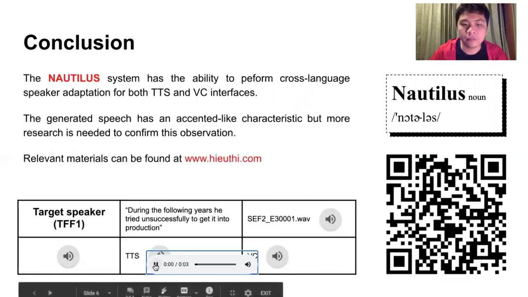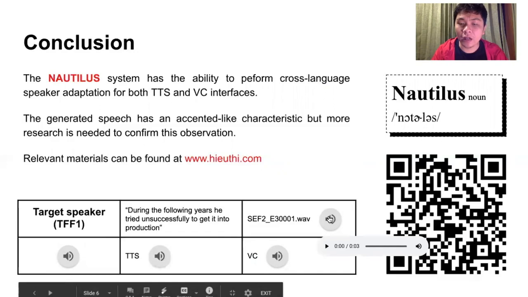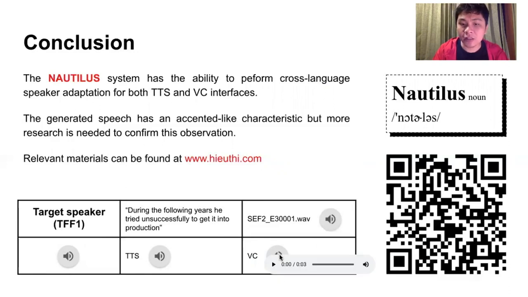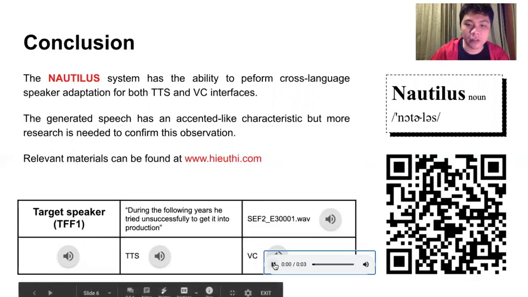system. During the following years, you tried unsuccessfully to get it into production. But if we give a short utterance and input. During the following years, he tried unsuccessfully to get into production. Then it's a cross-lingual vocal version system. During the following years, he tried unsuccessfully to get into production.